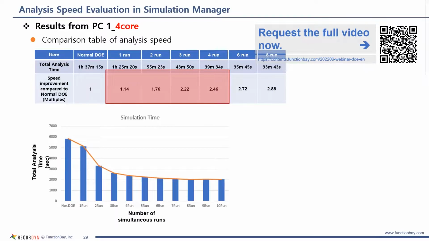This phenomenon can be seen more clearly in the graph of total analysis time. It was confirmed that the analysis speed converges after 5 runs based on the red scale mark. In other words, performing 4 concurrent runs is the most effective, which is equal to the number of physical cores.